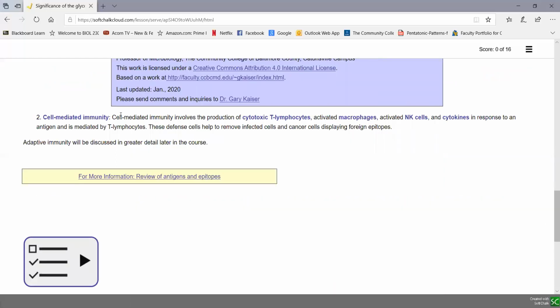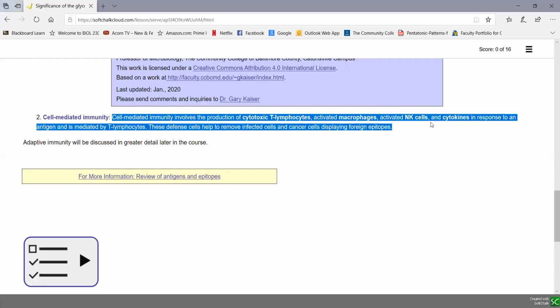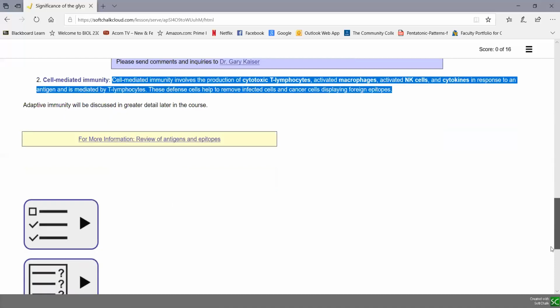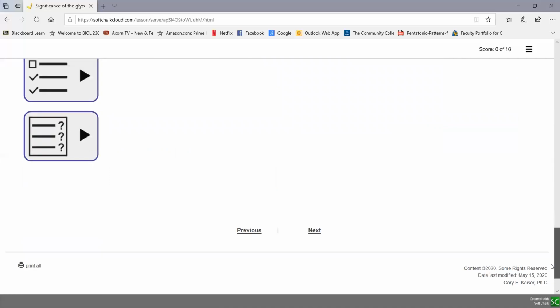And then cell-mediated immunity is a cellular response where we produce cytotoxic T lymphocytes, activated macrophages, activated NK cells, and cytokines in response to an antigen. And that's carried out by T lymphocytes. And we use this more to remove infected cells and cancer cells that are displaying foreign epitopes. So again, that's just a review of some definitions we've had several times that we'll be taking up in more detail in Unit 6 in adaptive immunity. So if we learn them now, that'll make it much easier later in the semester when we run near the end of the course. And there's a little self-check you can do on that.